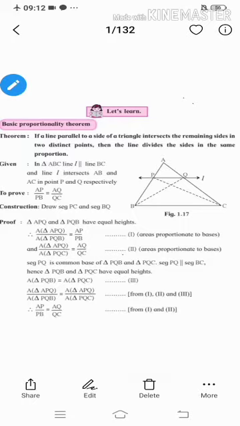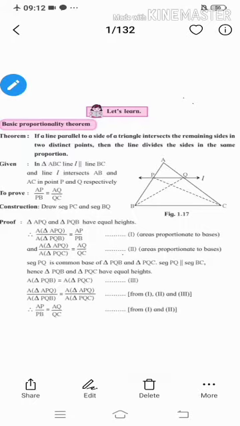What is the statement of the theorem? If a line parallel to a side of a triangle intersects the remaining sides in two distinct points, then the line divides the sides in the same proportion.